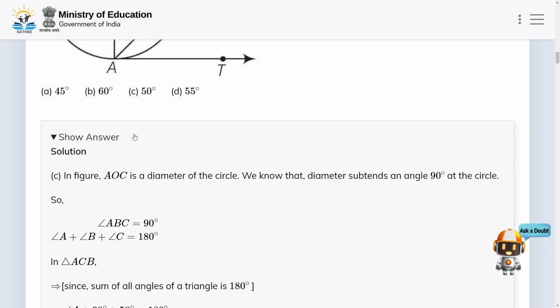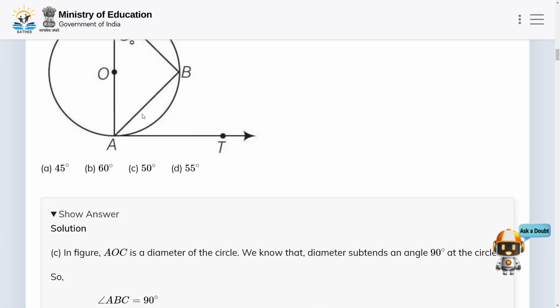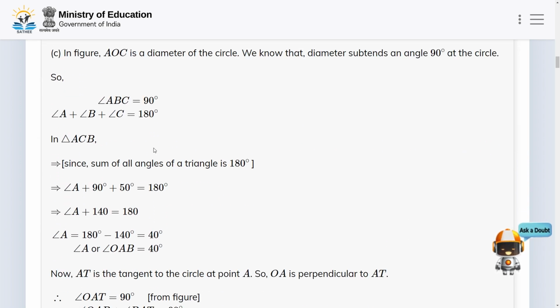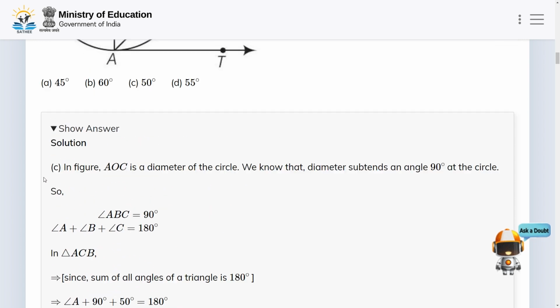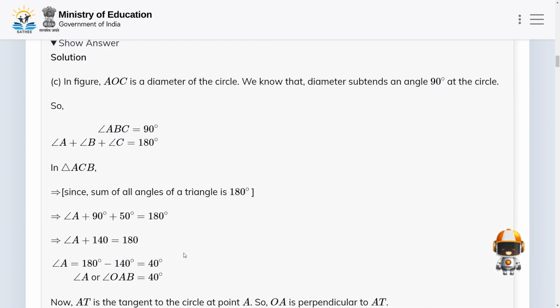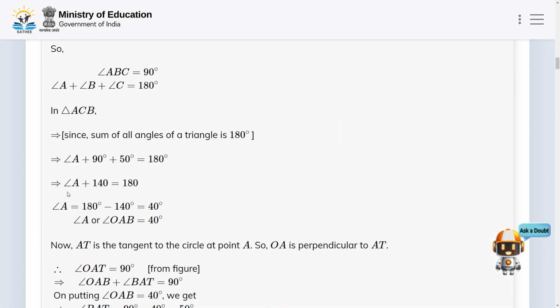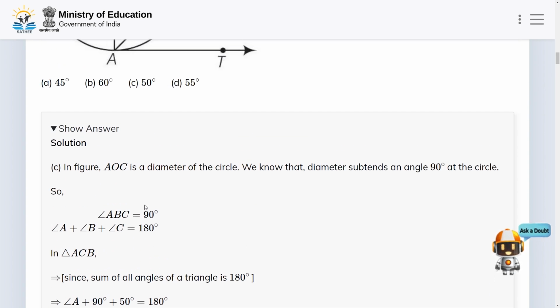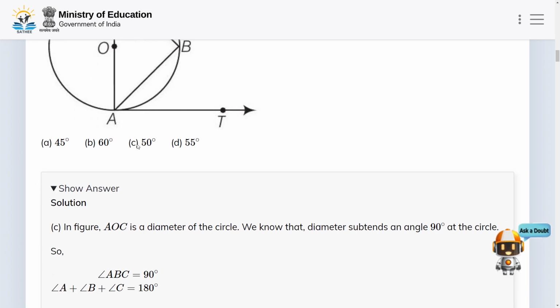And in triangle ACB, since the sum of all angles of a triangle is 180 degrees, in this triangle ACB, angle A plus 90 degrees plus 50 degrees is equal to 180 degrees. Okay, and it implies angle A plus 140 is equal to 180 degrees, and it implies angle A is equal to 180 degrees minus 140 degrees, that is equal to 40 degrees. Okay, so angle A is equal to 40 degrees.